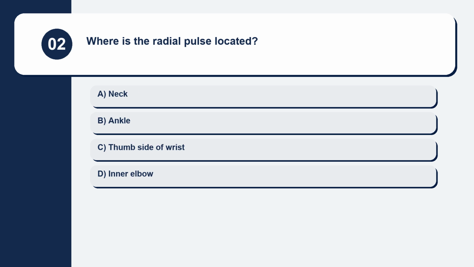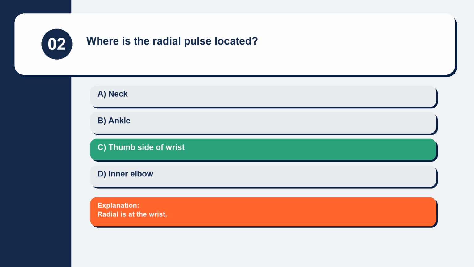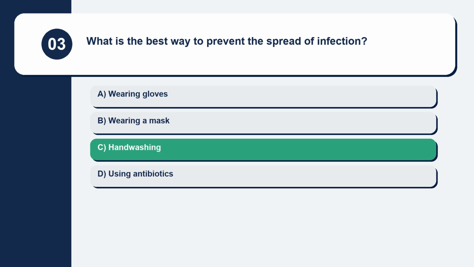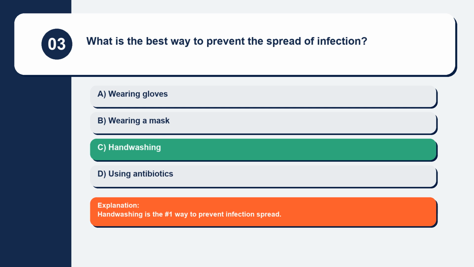Question 2. Where is the radial pulse located? Neck, ankle, thumb side of wrist, inner elbow. Radial is at the wrist. Question 3. What is the best way to prevent the spread of infection? Wearing gloves, wearing a mask, hand washing, using antibiotics. Hand washing is the #1 way to prevent infection spread.